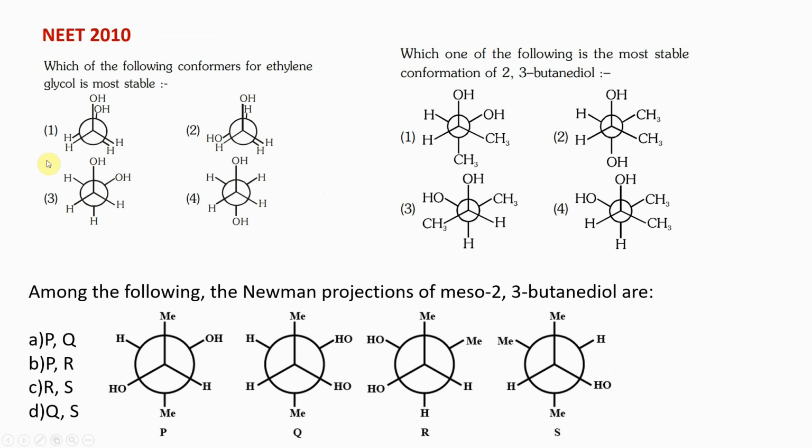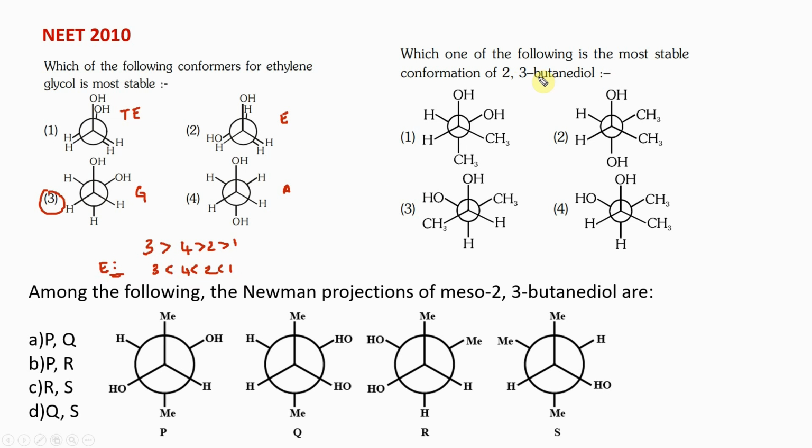Let's look into PYQs. Now again, this will reiterate the point I was making. It is very, very simple. What we want to do is, this is totally eclipse, this is eclipse, gauche, anti. Which of the following is most stable? Gauche. So stability is 3, 4, 2, 1. Energy of the molecule is this. This is energy, because higher the energy, lower the stability.